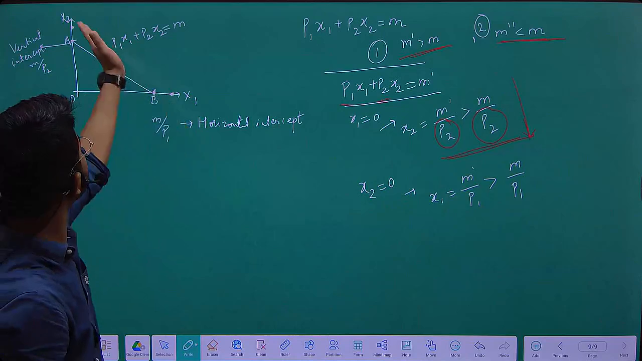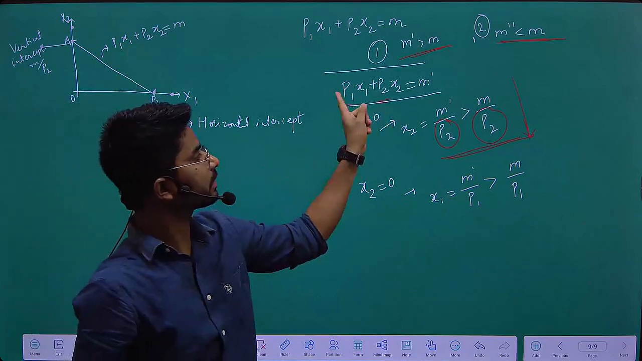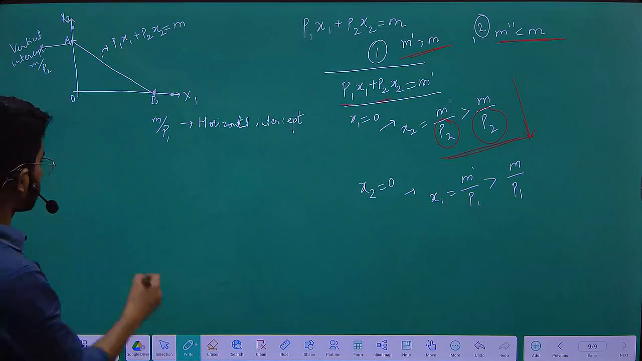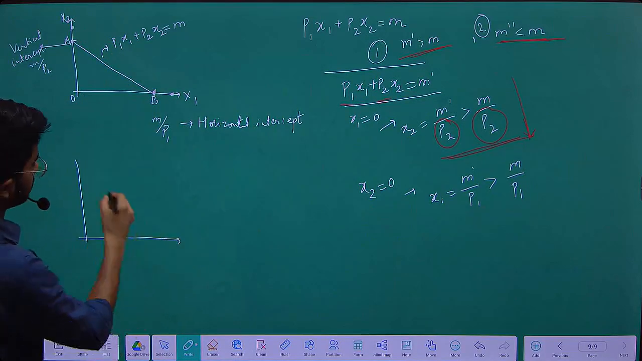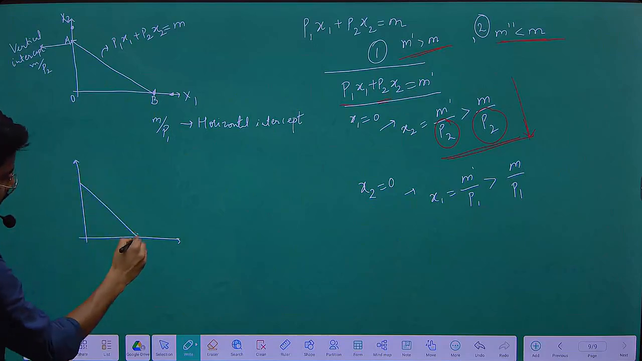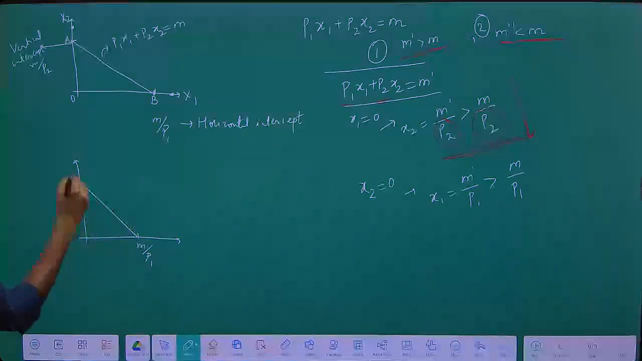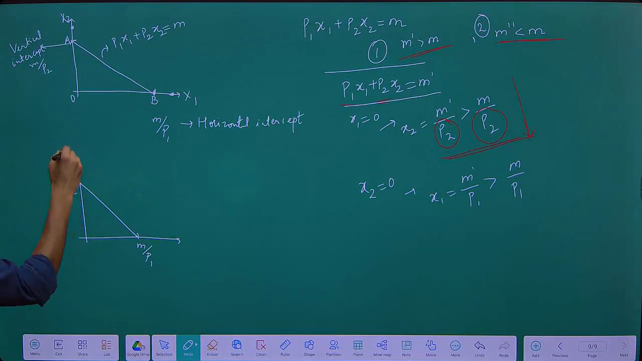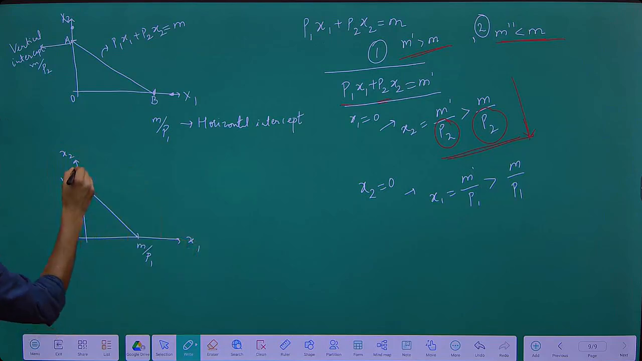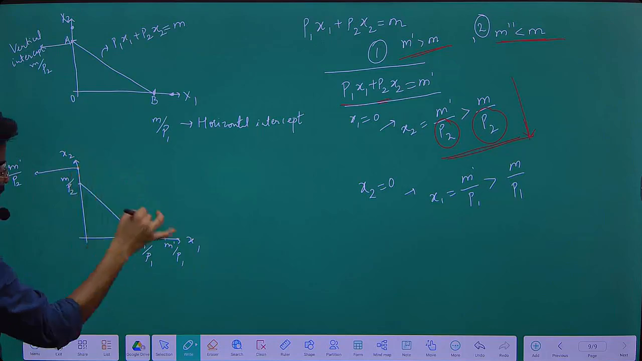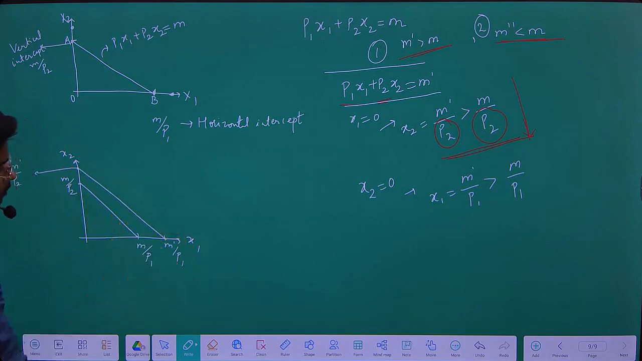And if you join these two, then you will get the equation of this budget line giving you the new budget line. Okay, so that would be something like, say, if this point is with the value m upon p1 and this has m upon p2, this is x2, this is x1. Now suppose this is having the value of intercept m dash upon p2, and here you have m dash upon p1. If you join these two, in that case you get a new budget line.